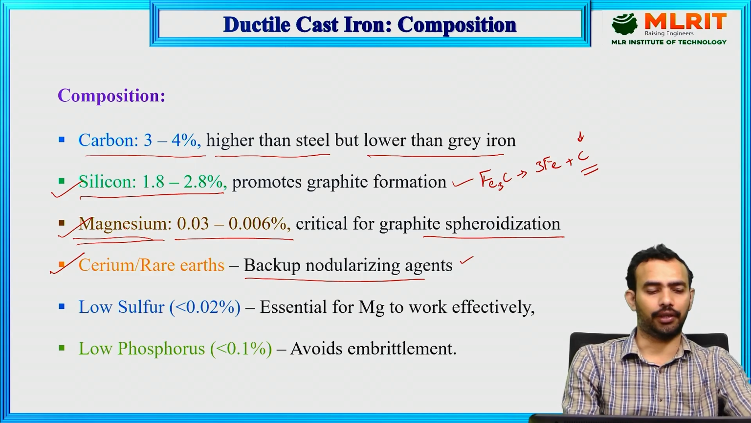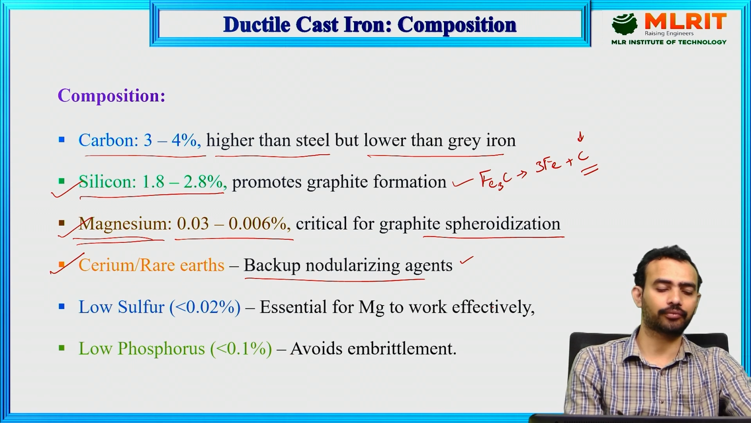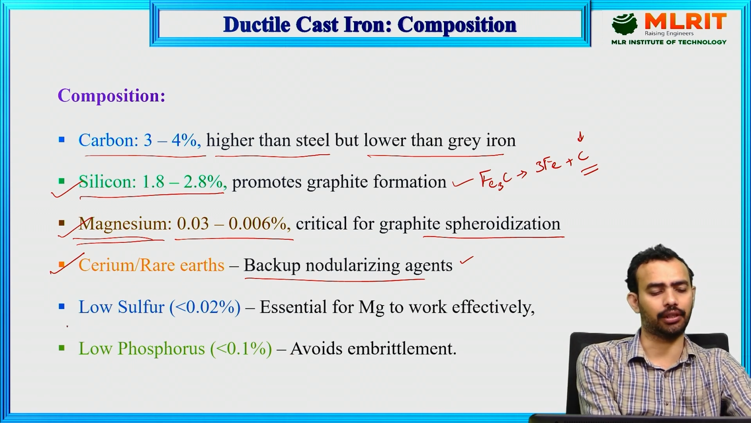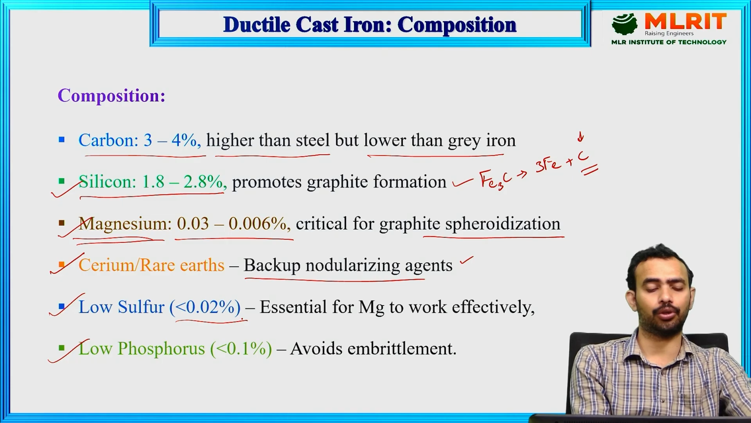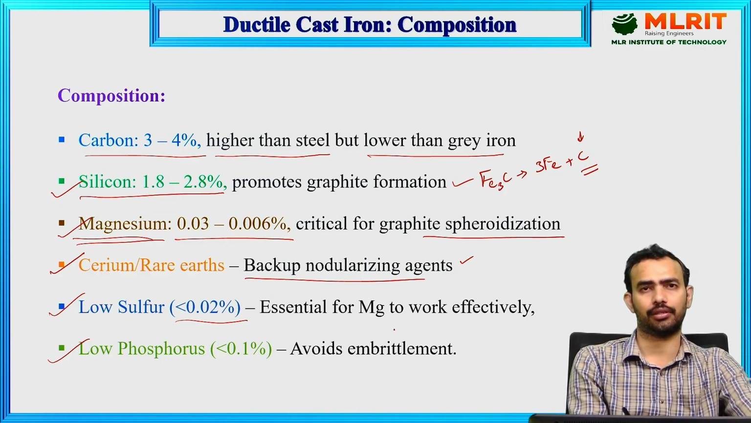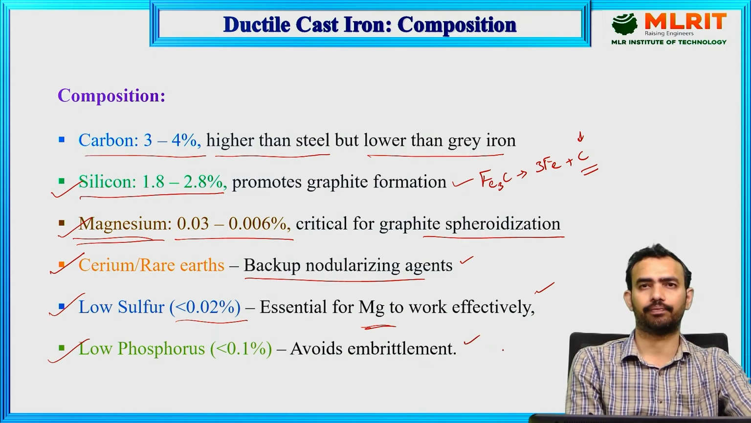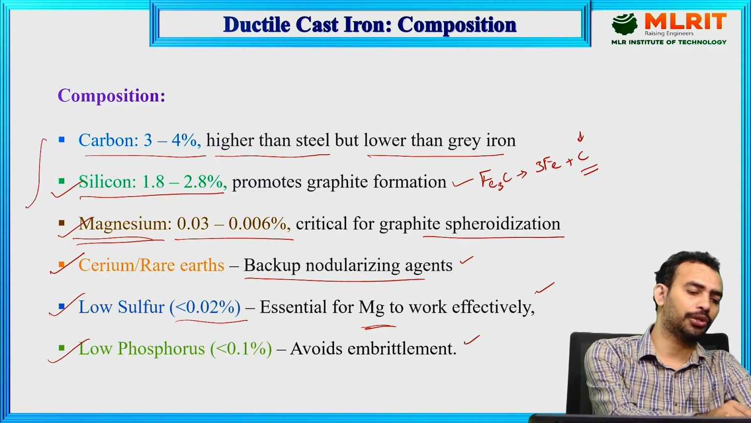When the performance of magnesium is in shortfall, then the cerium will act as a backup agent for nodularizing the graphite. In addition to that, we also have other impurities, like low sulfur and low phosphorus, which are less than 0.02 percent and less than 0.1 percent respectively. Low sulfur is essential for magnesium to work effectively, and phosphorus will avoid the embrittlement of the material. So this is the comprehensive composition of ductile iron.